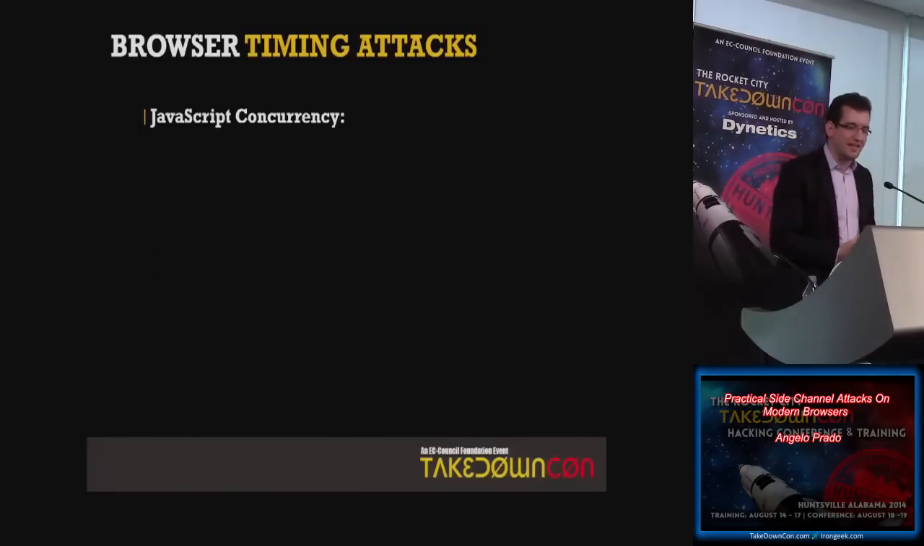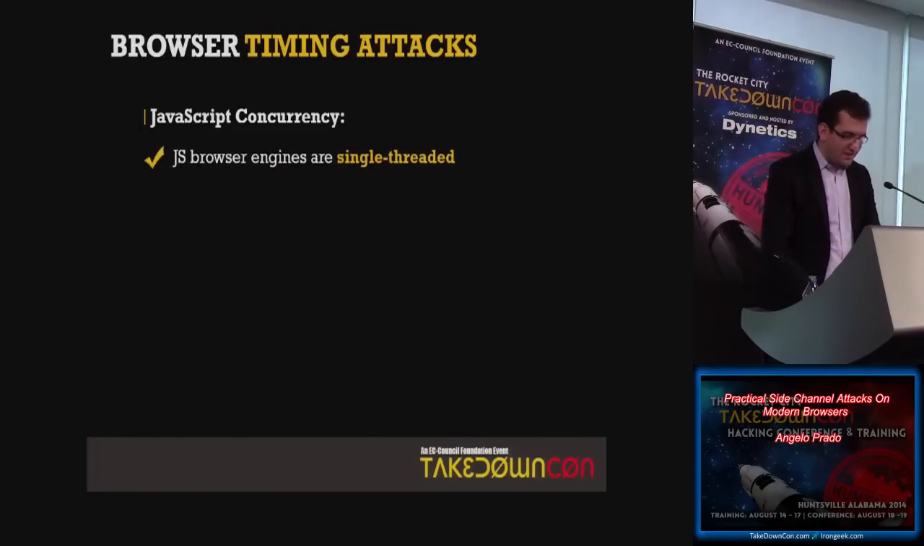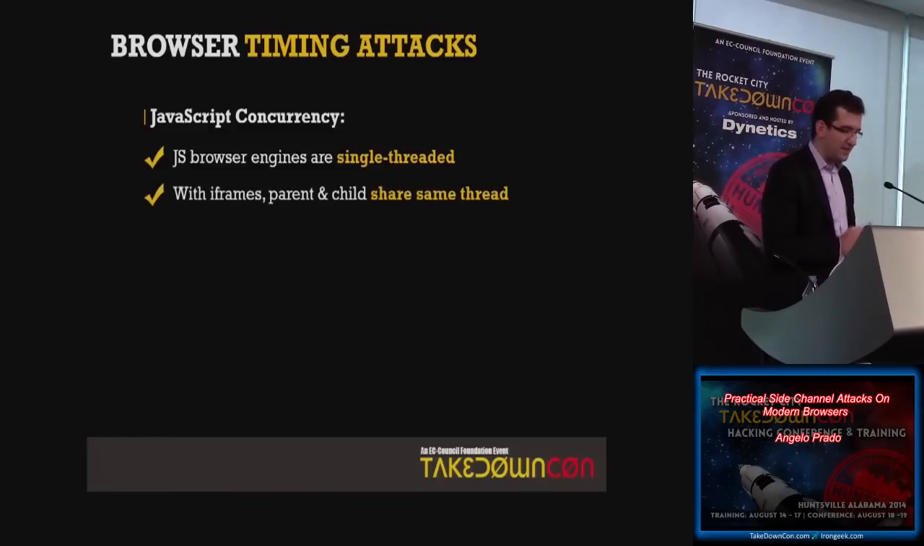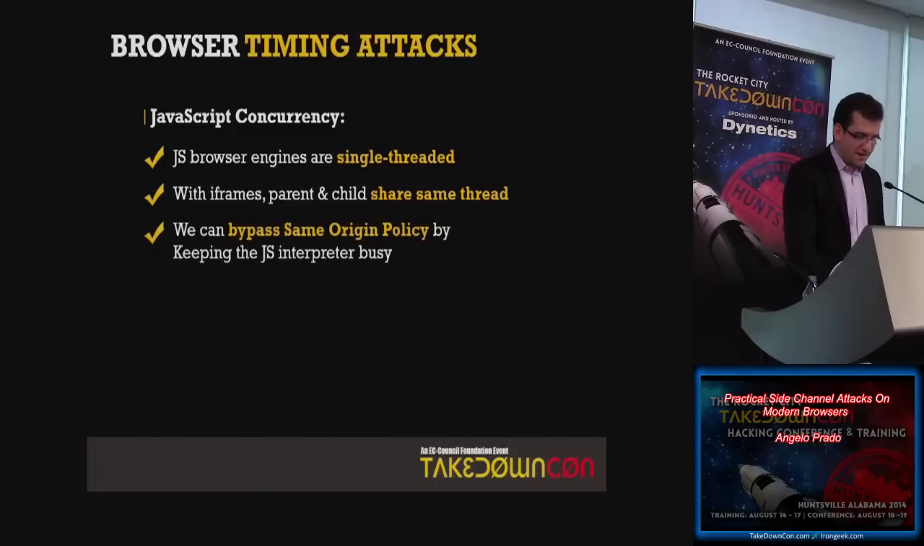So, timing attacks. This is very interesting as well. It turns out that JavaScript browser engines run in a single thread. There's no multiple threads. What this means for you is that the parent window and the iframe child are all running on the same thread. We can bypass the origin policy by keeping the JavaScript interpreter busy.